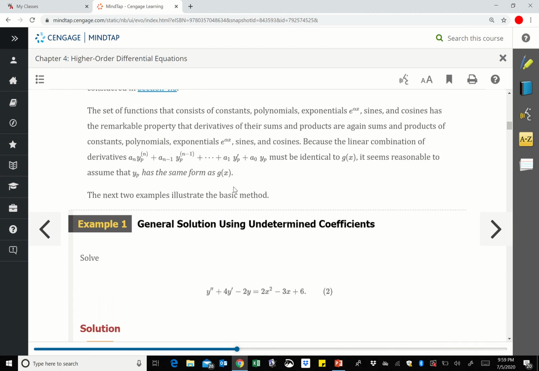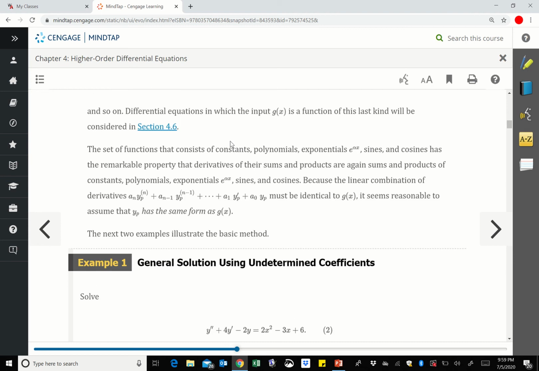The set of functions that consist of constants, polynomials, exponentials, sines, and cosines has the remarkable property that the derivatives of their sums and products are again sums and products of constants, polynomials, exponentials, sines, and cosines. Meaning that if we remember our rules from Calculus 1, and also Calculus 2, when we take the derivatives of these types of functions, the derivatives also end up being of more or less the same type.